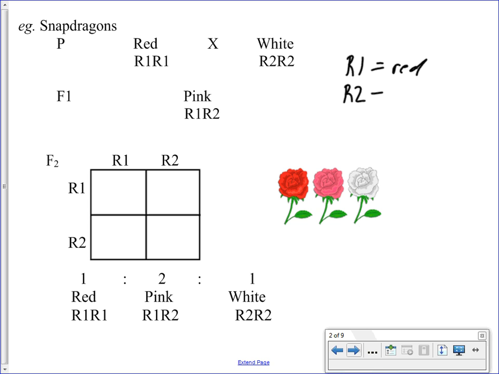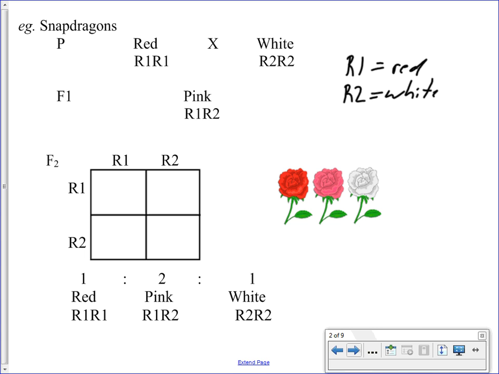The R2 would be the allele for white. The gene that we're talking about here would be the flower color gene. So for this flower color gene, we have two different alleles, the R1 allele and the R2 allele. One is not dominant over the other one, so I cannot, in fact, use capital and lowercase letters.